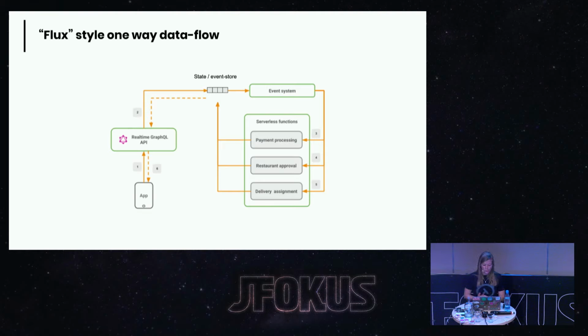So let's say we have a food ordering app again, and I create a new order on my phone. Then this goes to the real-time GraphQL API and starts a mutation that is called maybe create order. Then this event goes to the event store, and through the eventing system, a serverless function gets triggered called payment processing. If this was successful, it goes back to the event store, again through the event system, and the next serverless function gets triggered called restaurant approval. And then the same with delivery assignment, like however many steps you need for your app.